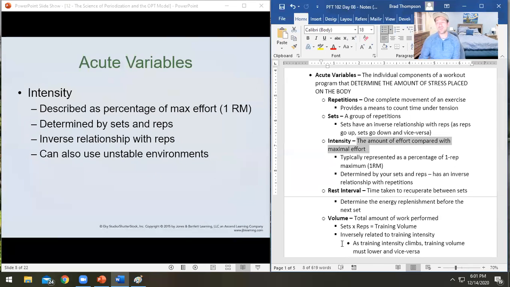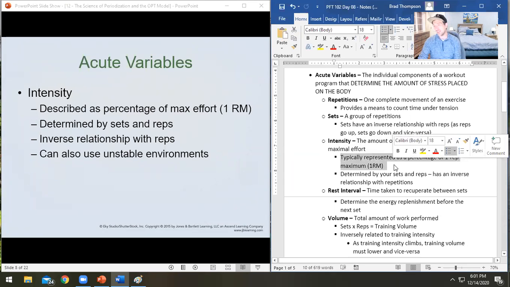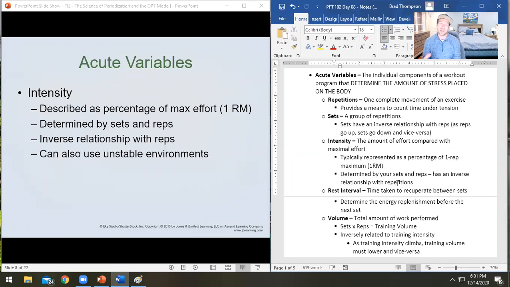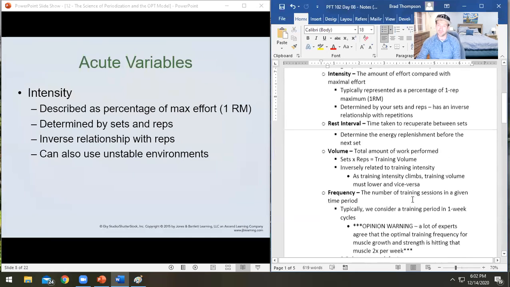So duration and intensity are backwards of each other, and it's a percentage of your maximal effort, right? Typically we represent this as a percentage of your 1 rep max. Like if I can lift 100 pounds and I lift 85 pounds, I'm lifting 85% of my 1 rep max. That's an 85% intensity, which would be great, by the way. That's right around the hypertrophy max strength range. And it's determined by your sets and reps, and it has, like I said, an inverse relationship with repetitions.